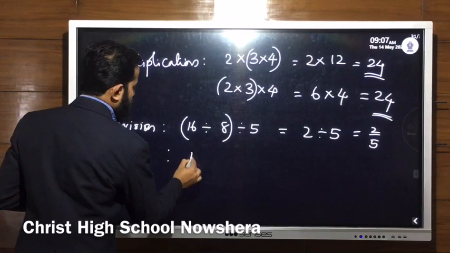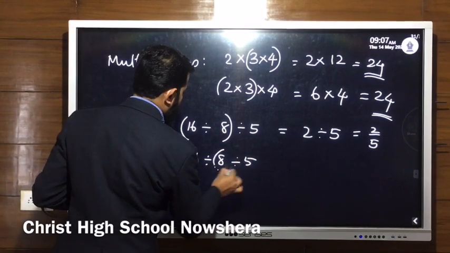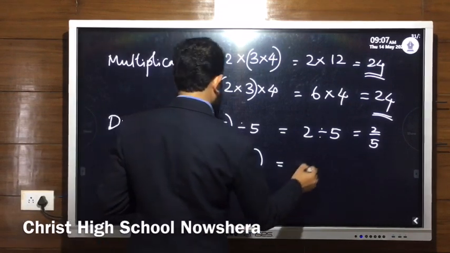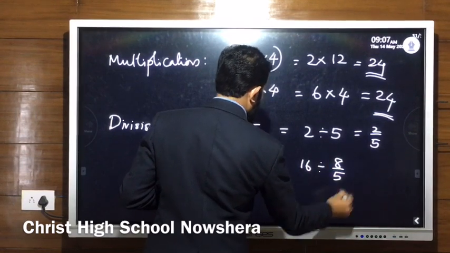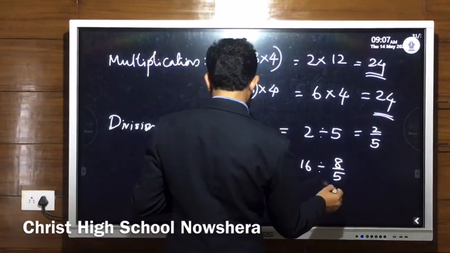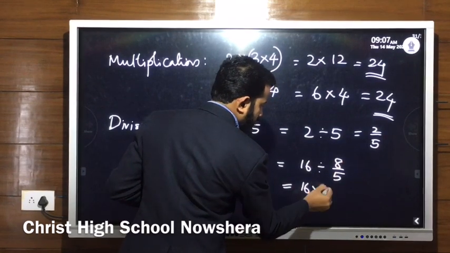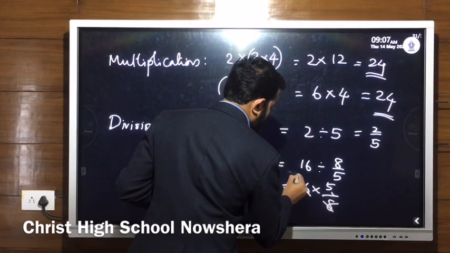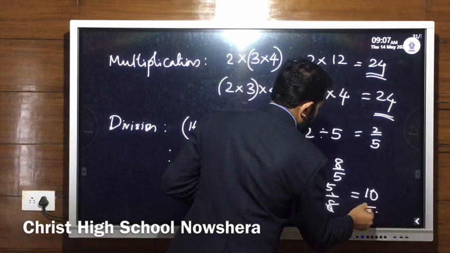Again, 16 divided by 8 divided by 5. 8 divided by 5 in a group. So it is equal to 16 divided by 8 by 5, which is equal to 16 into, take the reciprocal and multiply 5 by 8. 16 and 8 is 2, 2 into 5, 10.